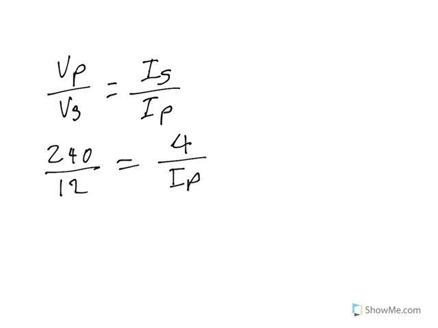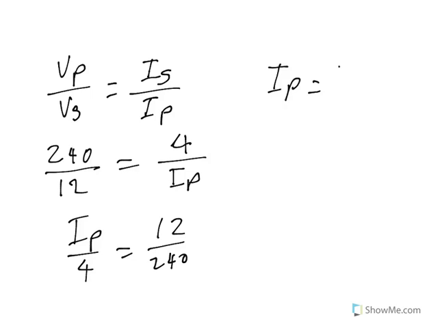the primary. Do a bit of rearranging, times both sides, flip both sides. Times by 4. And when we do that, we get 0.2 amps current in the primary. Okay, so next.